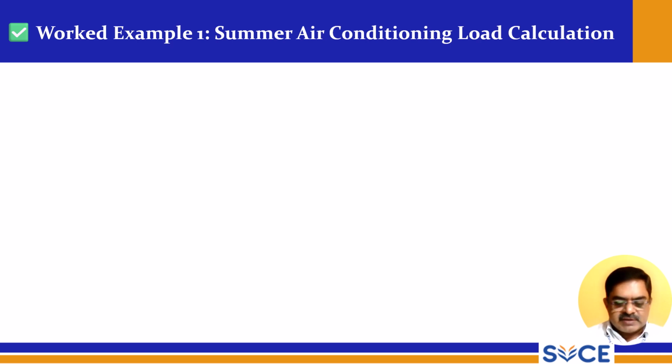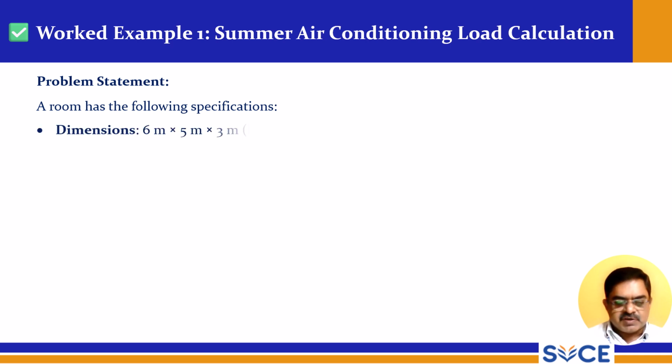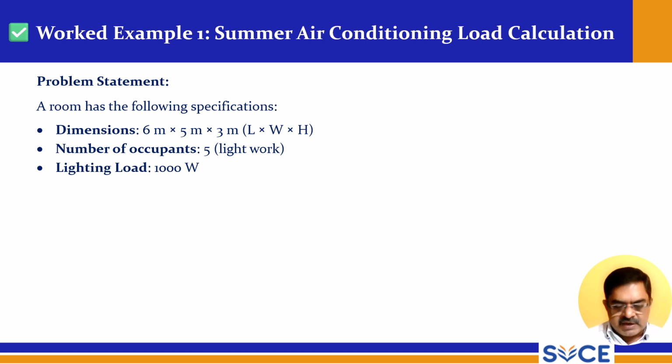So, one example we'll see. The first example is summer air conditioning load calculation, and the next example is winter load calculation. Problem statement: a room has the following specifications. Dimensions are 6 by 5 by 3 in terms of length, width and height, and the number of occupants is 5, considered to be light work.